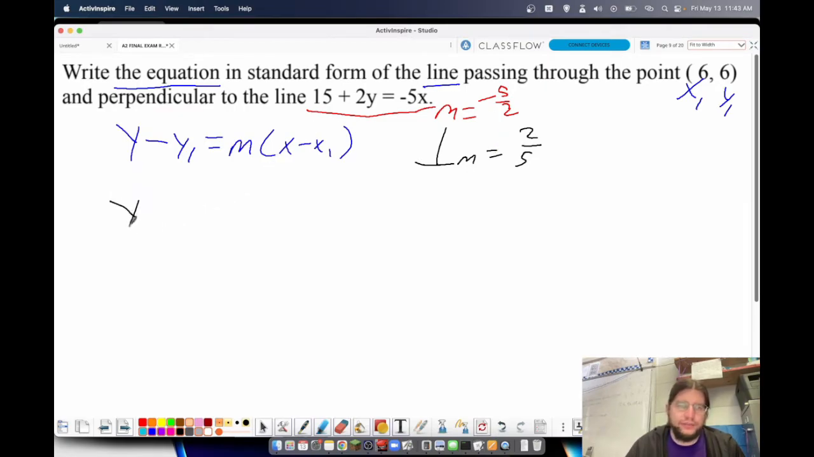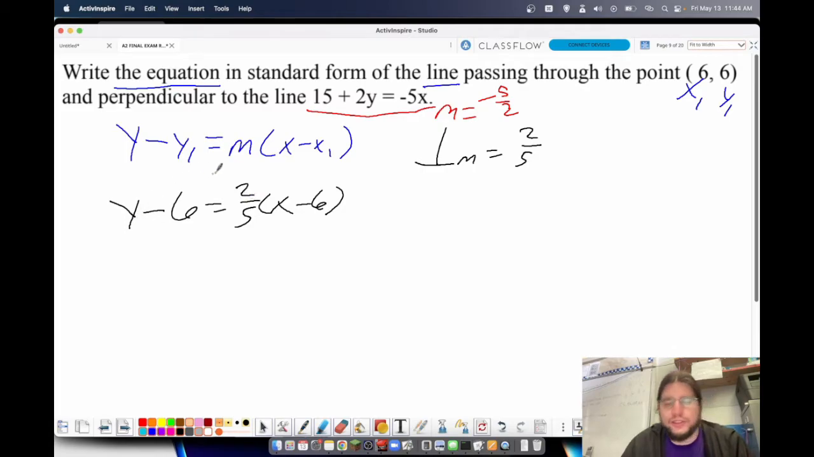Plug and chug now. Y minus 6 equals 2/5 times x minus 6. So there's the equation of the line. It's not in standard form though. To get it in standard form, we're going to distribute, get it into the form ax plus by equal to c. So that's our goal. Let's do it.